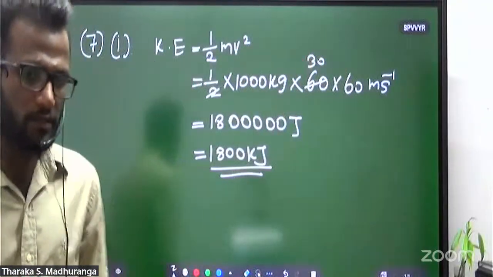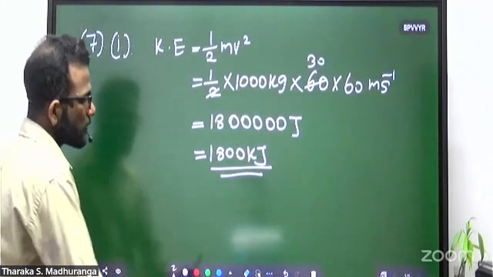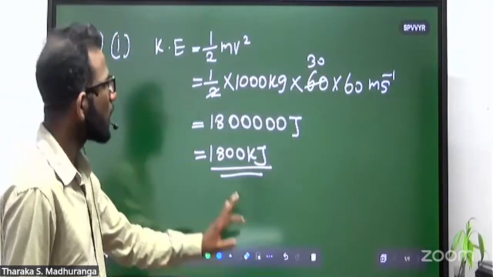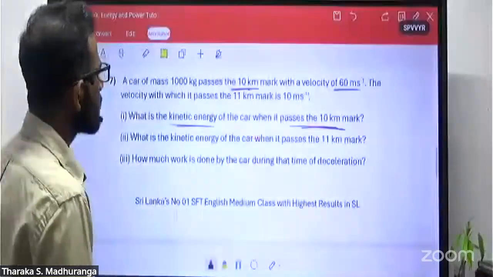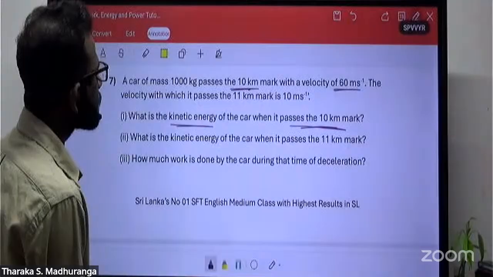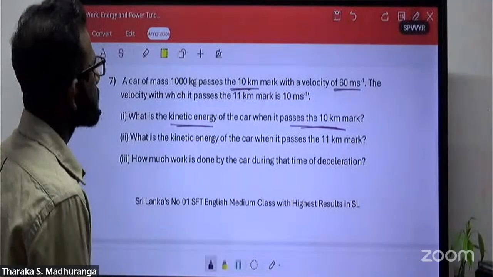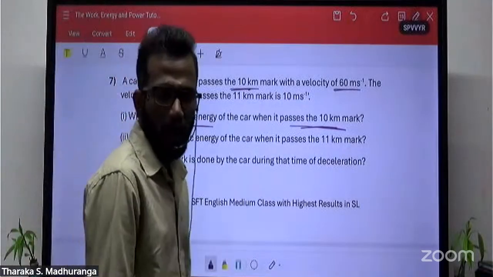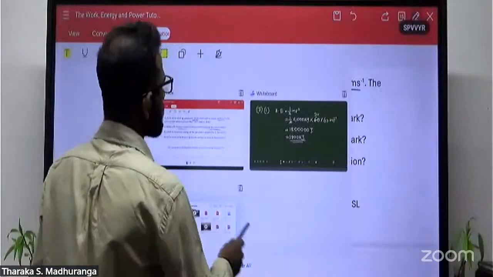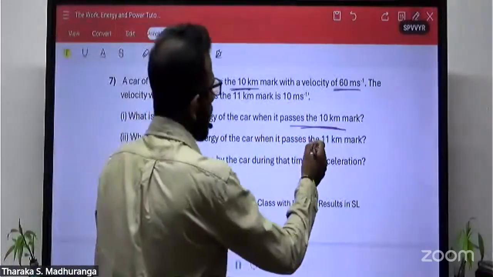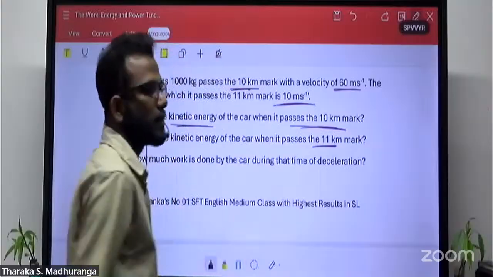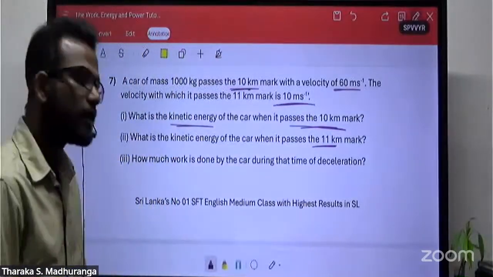Okay, go to the second part. Understood? Very simple. Half mv squared is the linear kinetic energy. Question number 2: what is the kinetic energy of the car when it passes the 11 kilometer mark? While passing the 11 kilometer mark, the speed is 10 meters per second. The velocity is 10 meters per second.